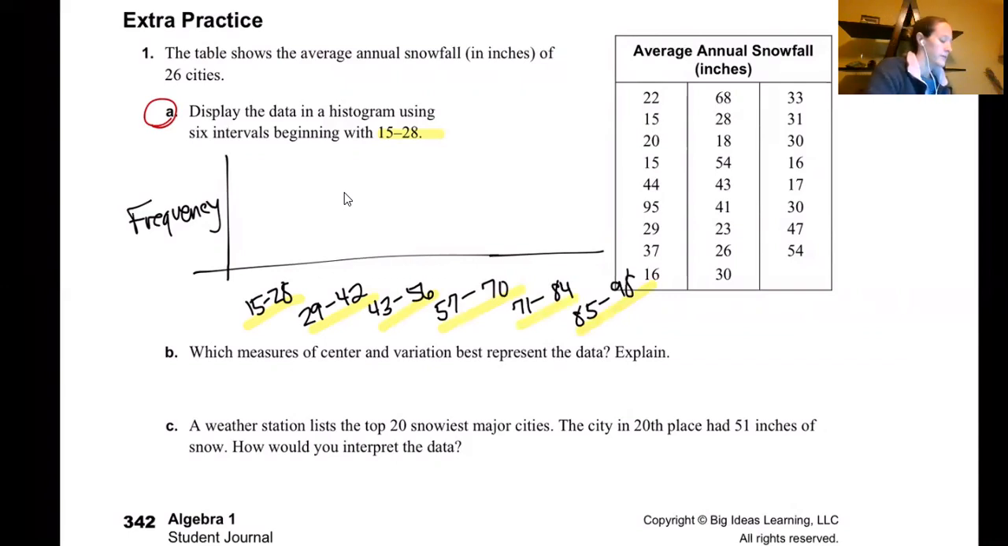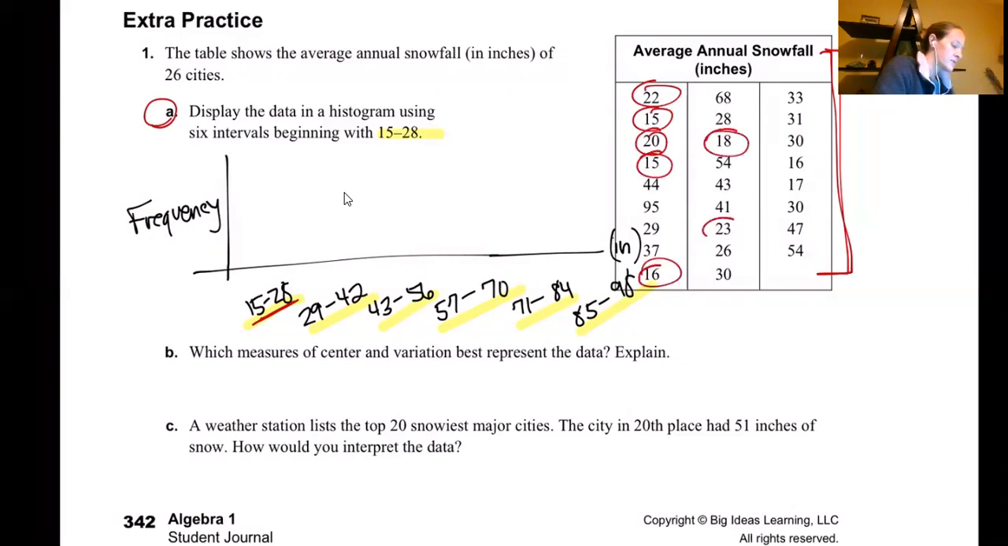And so now we have to, wait a minute, 15 to 28, isn't that 15 to 28 inches? If that's 15 to 28 inches, isn't this table where they're giving us all of the inches? So in order to make your histogram, you're going to have to look at this table and say, uh-oh, well, unless they tell me like a frequency table of how often something occurs, I need to go find it myself. So if I'm doing the 15 to 28, let's go through and find all the ones 15 to 28. There's one, there's one, there's one, there's one.